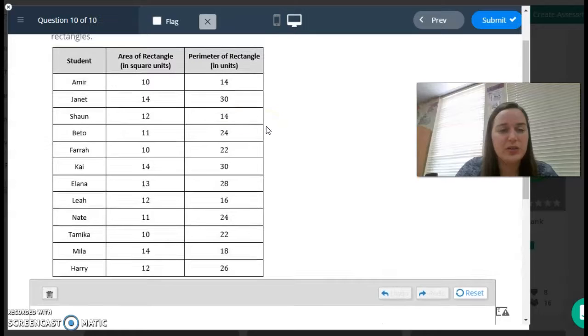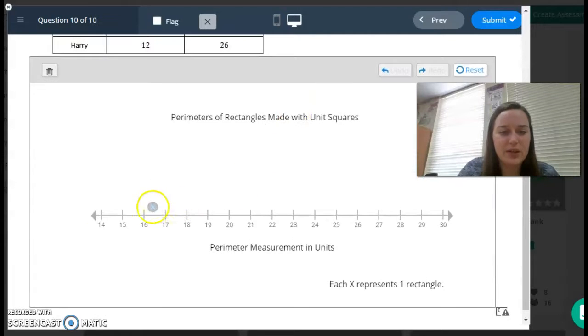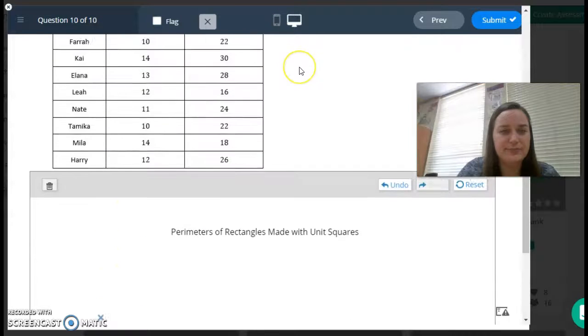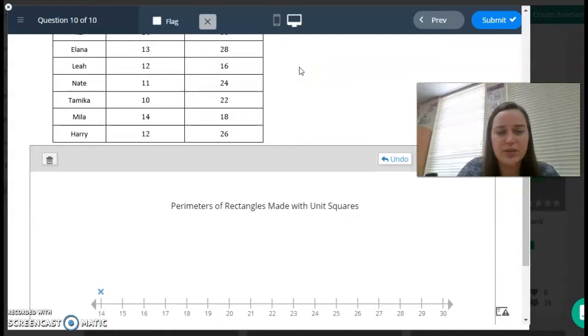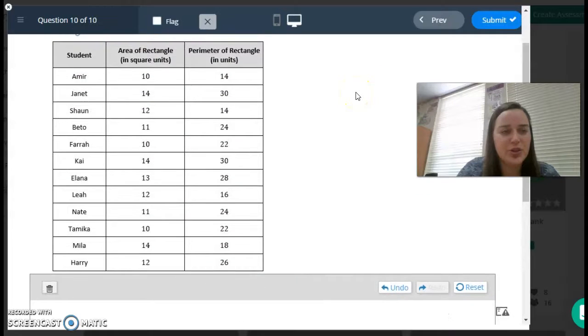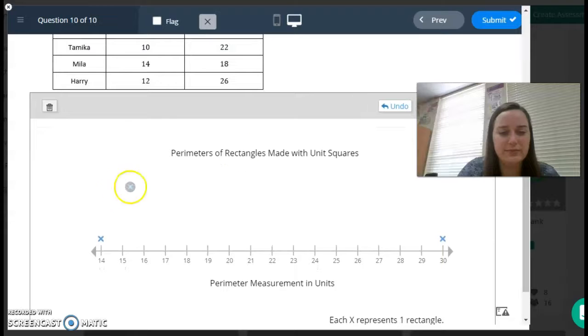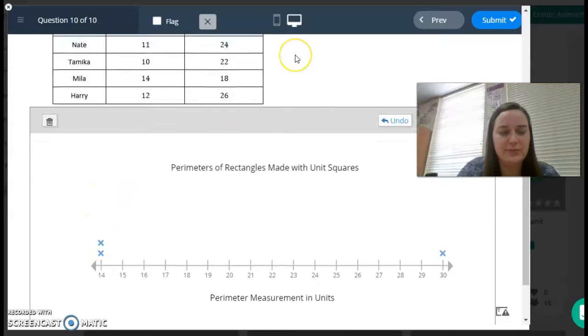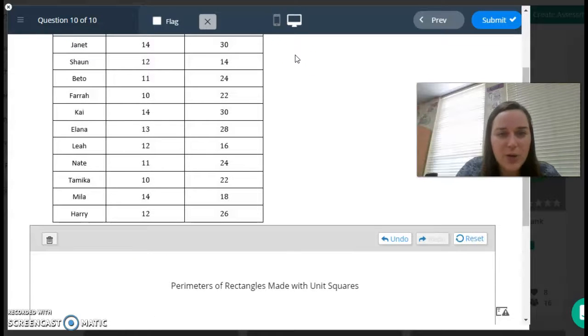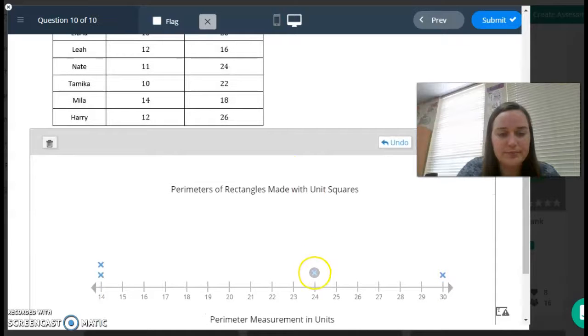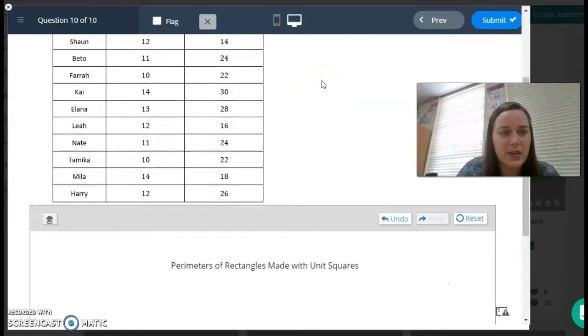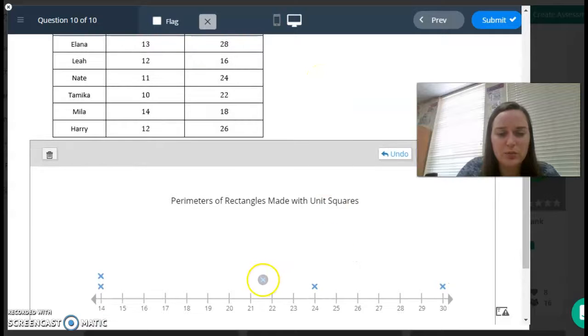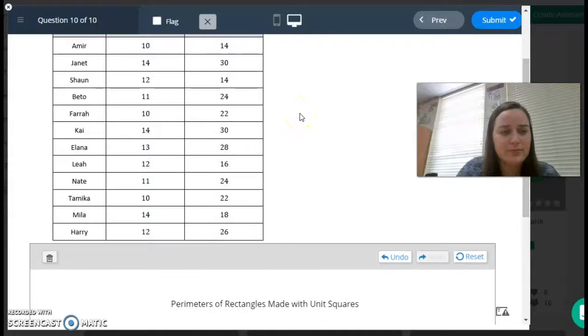So for this one, I'm going to do each person. So Amir, his perimeter was 14. I'm going to go down here, put a little X above 14. Next person, Janet, was 30. Next at the 30. Next person, Sean, was 14. Another one at the 14. And then Beto was 24. Farah was 22. We've done Amir, Janet, Sean, Beto, Farah.